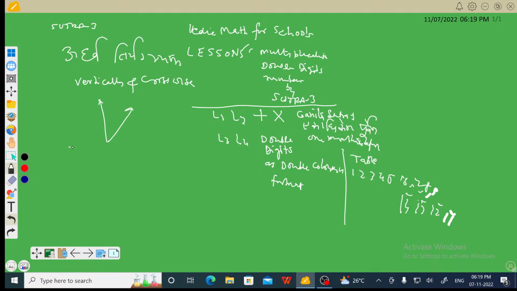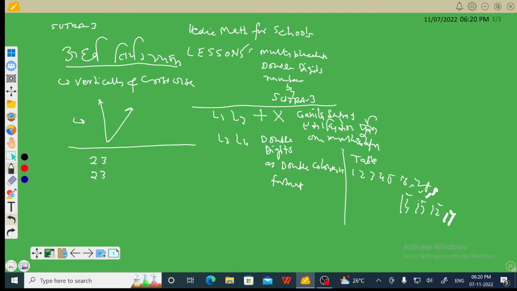This simple rendering of this sutra has a very big range of applications, and today we are just having initial exposure of the same. Let me take a double digit number 23 and we want to multiply it by 23 itself.